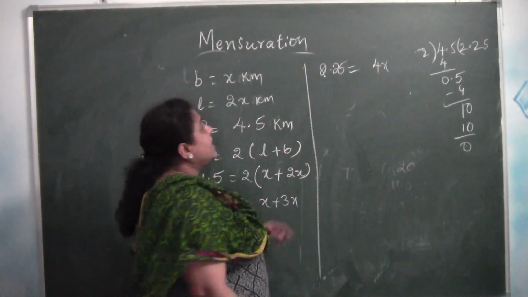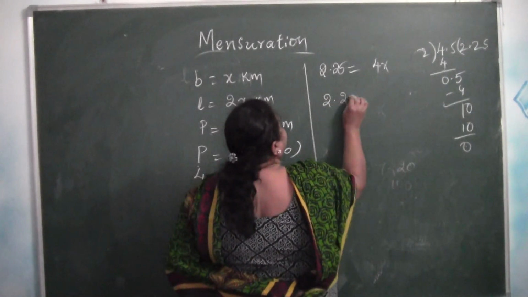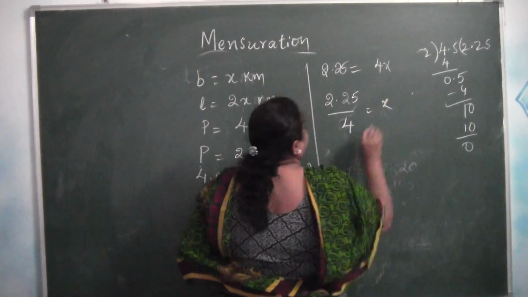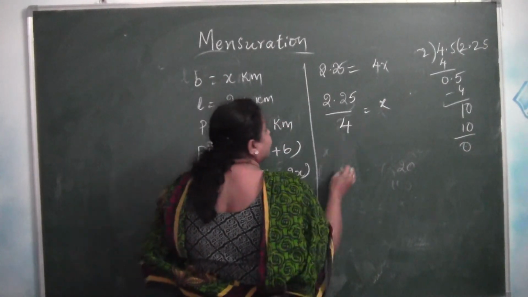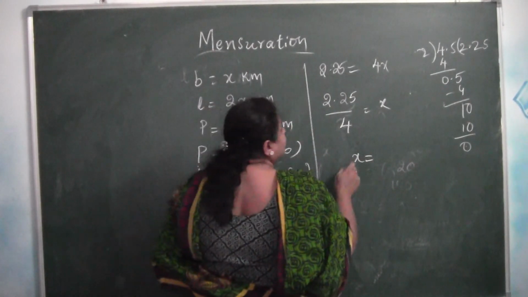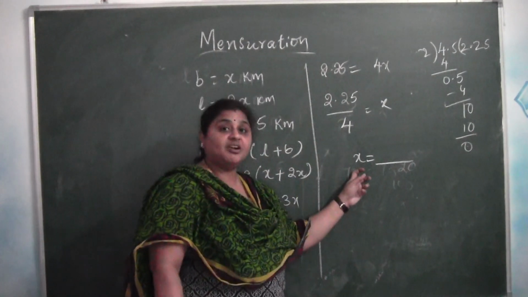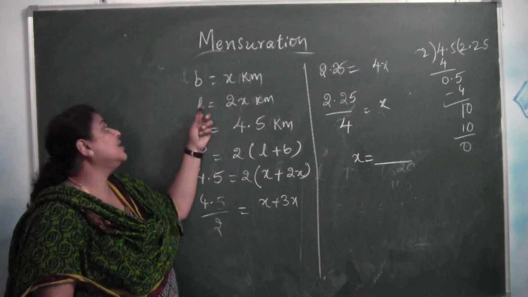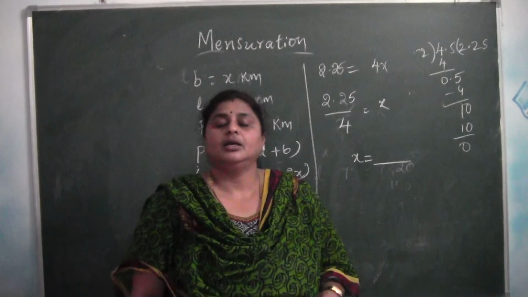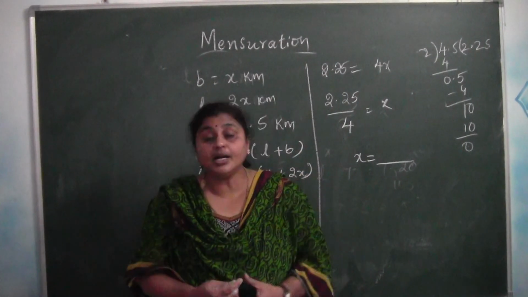Now what I am doing? I will take 4 to this side. That is 2.25 by 4 is equal to x. So divide these two, and you will get the value of x. On dividing 2.25 by 4, you will get the value of x. After you calculate the value of x, substitute in breadth as well as length. There comes the length and the breadth of that rectangular plot.